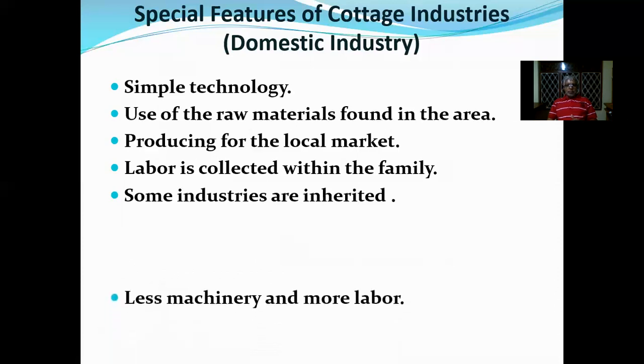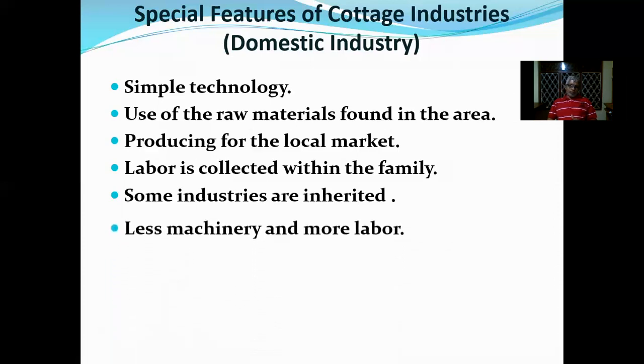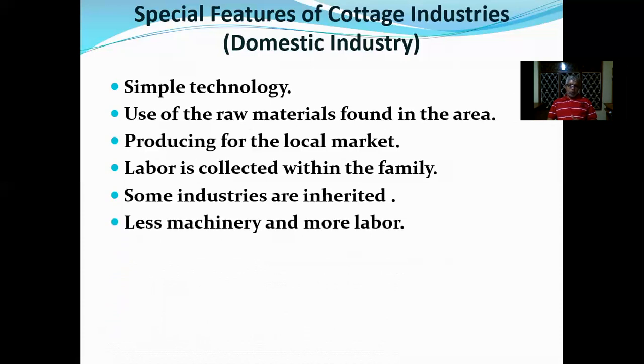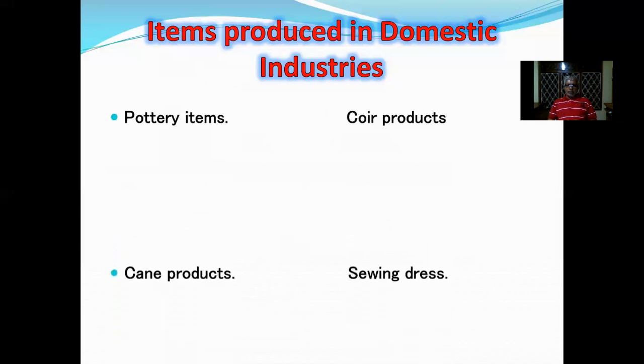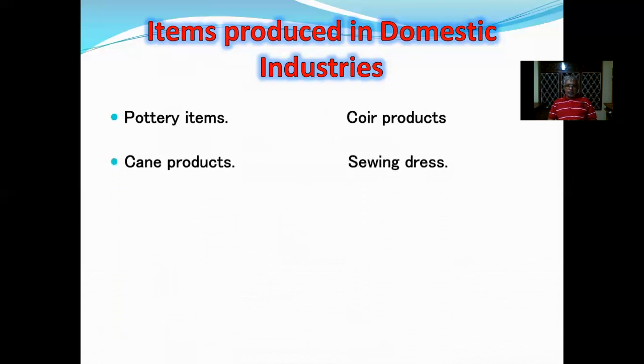Then less machinery and more labor, because you know that simple technology. As the technology is simple, large machineries are not needed, but labor is needed to complete the work. Therefore, more labor is used, but that labor is also collected within the family. Then items produced in domestic industries are given in that manner. You read them, you can read them.